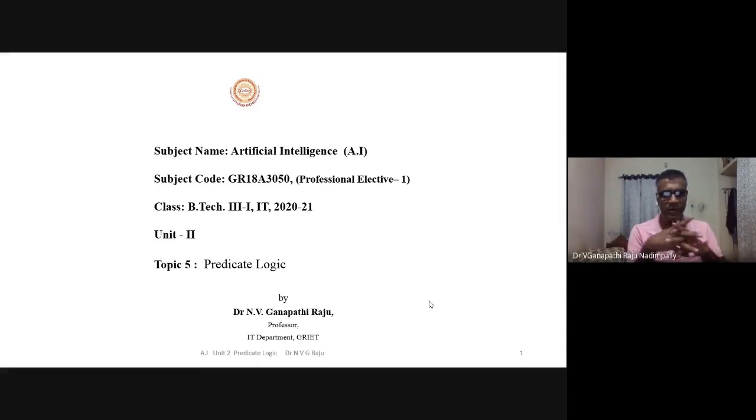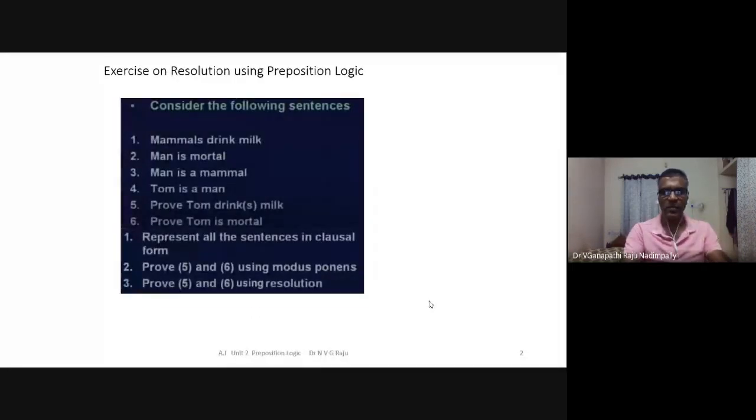Today, before going to a new topic, predicate logic, which is the second part of the second unit. The first part was propositional logic, which we have already completed, and I have given an assignment for you. I think most of you will not do it. I will complete this assignment within 10 minutes, and then go to the new topic. Is it visible for everyone?